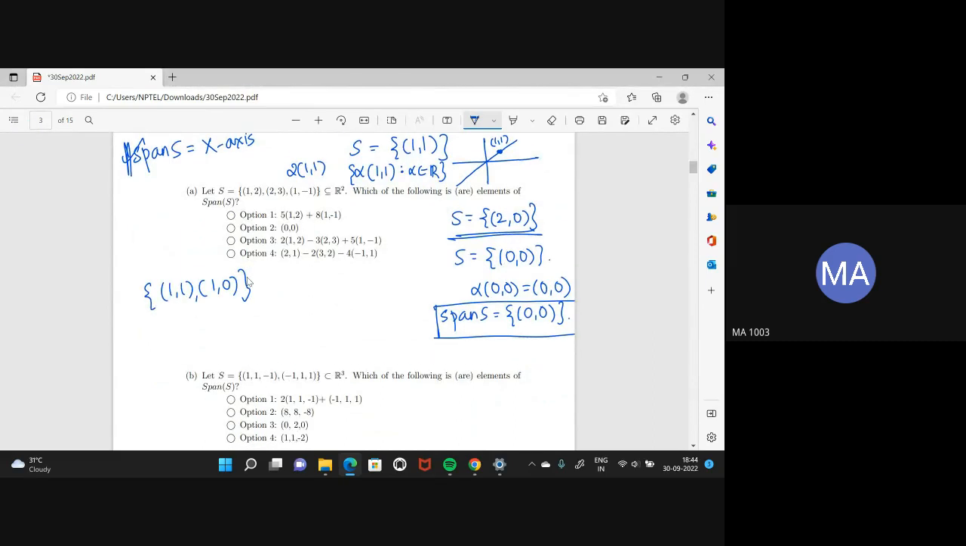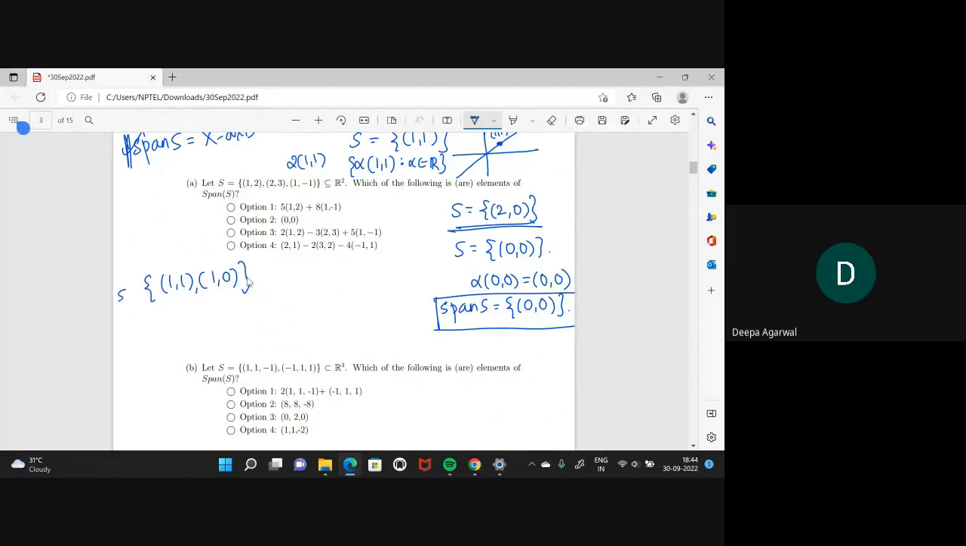It's a plane, ma'am. The XY plane. It is R2, right? Why? Because they are in R2, and one cannot be written as a scalar multiple of the other. They are not dependent, they are not on the same line. So definitely they are going to generate a plane, and they are all in R2. So the plane that we know is R2 itself, right?